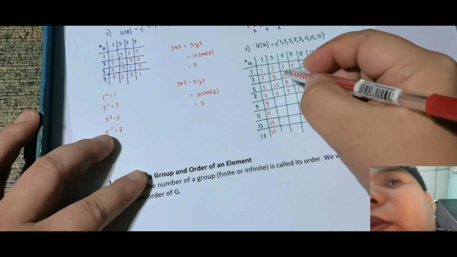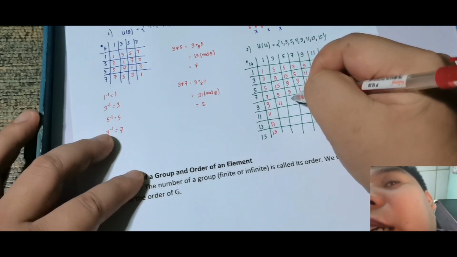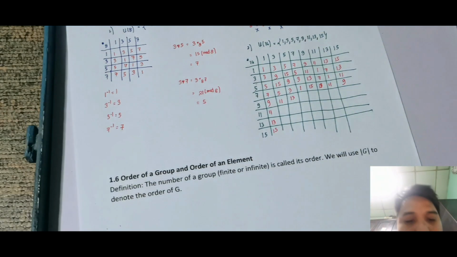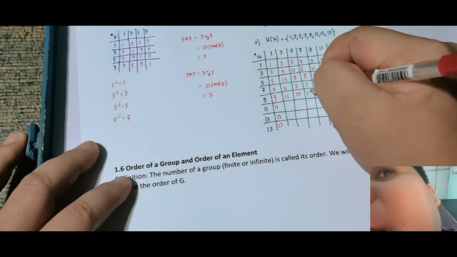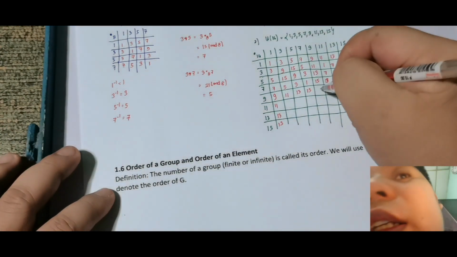9 times 3 is 27. So, that is 11. 9 times 5 is 45. So, that is, I guess, 13. 9 times 7 is 63. So, 63 minus 48. That is 15. So, binubuo ko na agad. 9 times 9 is 81. Minus 80, that is 1.